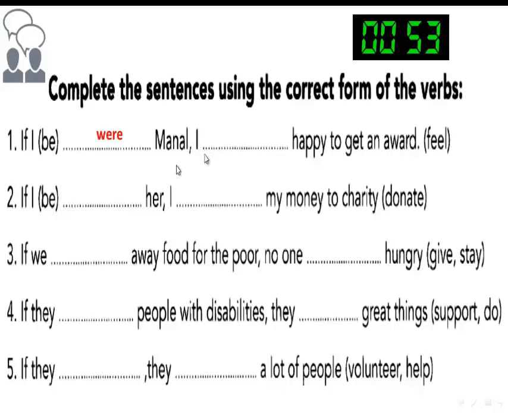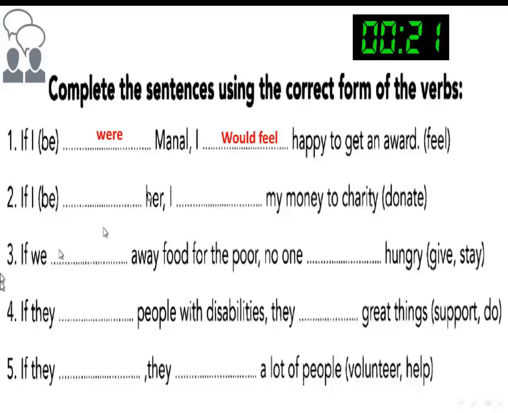If I were Manal, I happy to get an award. Here, the verb is feel. So I should write here would, then the infinitive form of the verb feel, right? So here, would feel. So my sentence now, if I were Manal, I would feel happy to get an award.